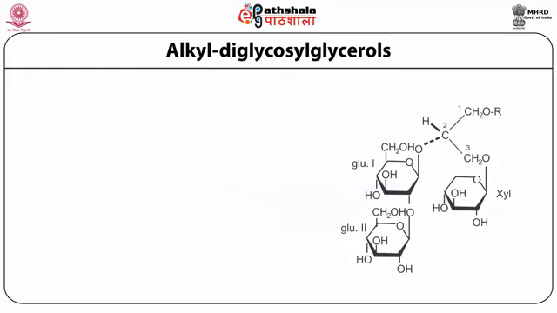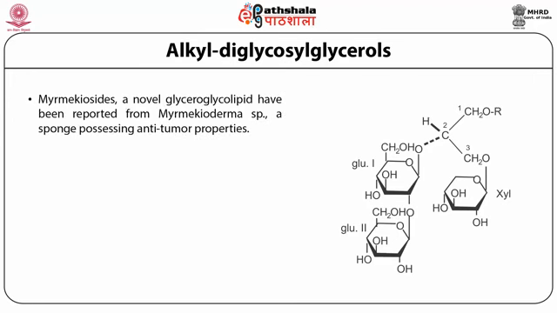To continue with the glycolipids, another subtype is alkyl-diglycosylglycerols. In this subtype, myrmeciocytes, which is a novel glyceroglycolipid, have been reported from a sponge named Myrmecioderma species. This myrmeciocytes possess anti-tumor properties.